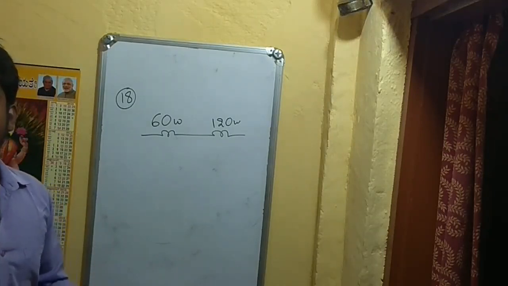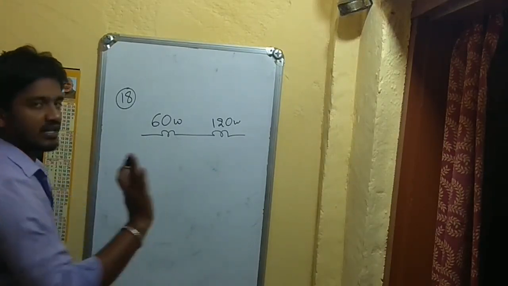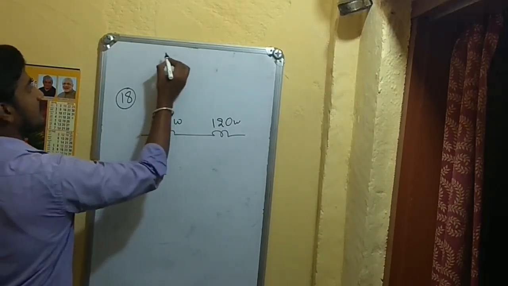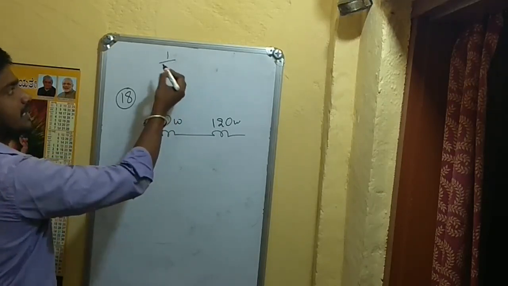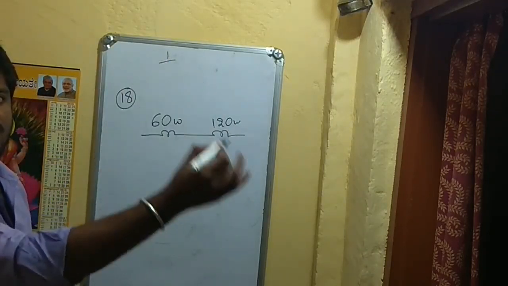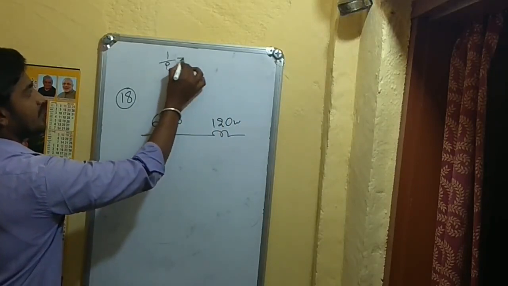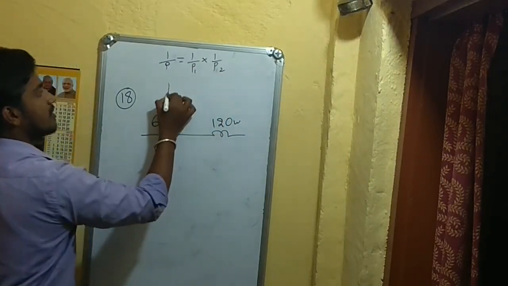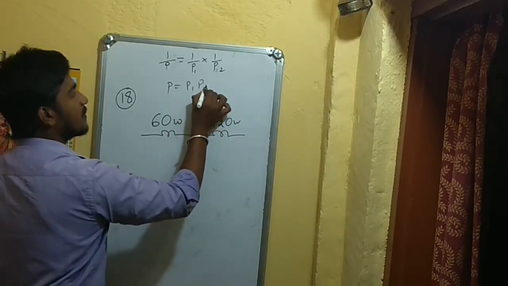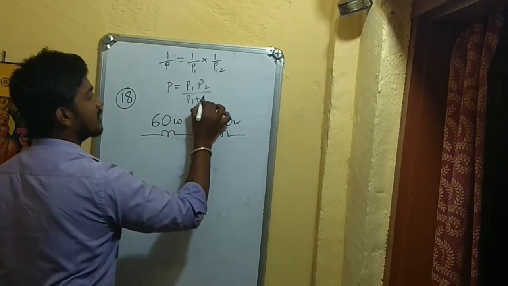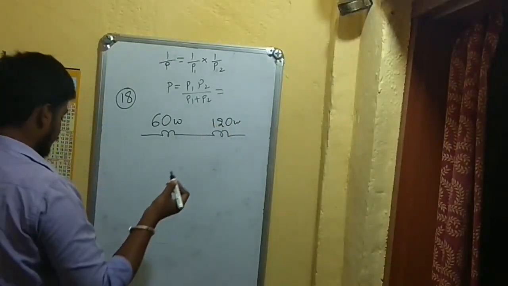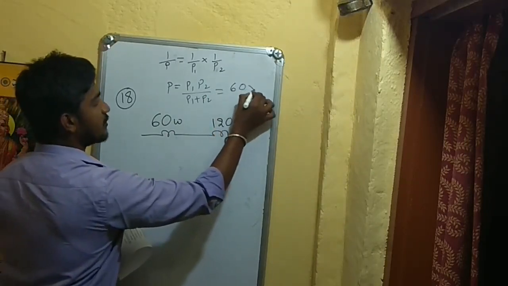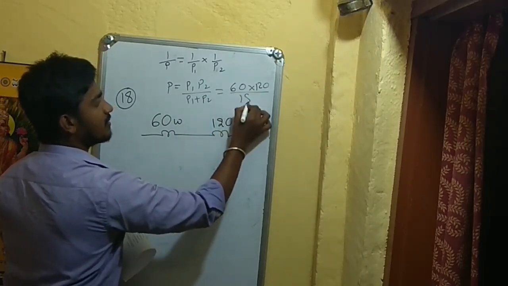Remember, if they are not given any voltage, or if both voltages are the same, then in series the power will be the reverse of resistance. In series, resistance R is equal to R1 plus R2. Here 1 by P is equal to 1 by P1 plus 1 by P2, or P is equal to P1 into P2 divided by P1 plus P2. They are connected in series, right?